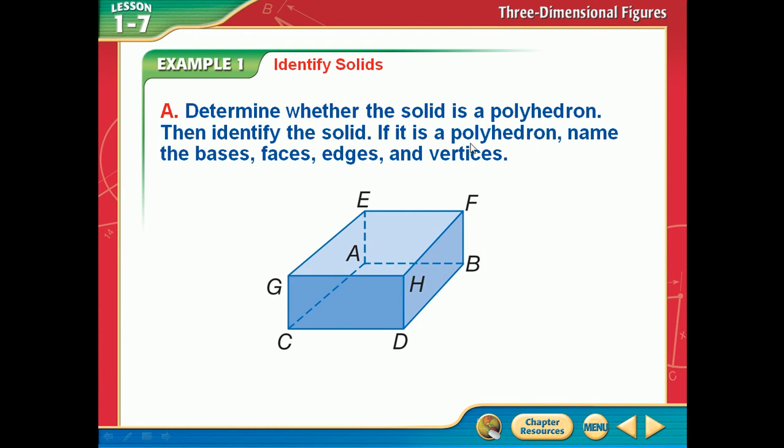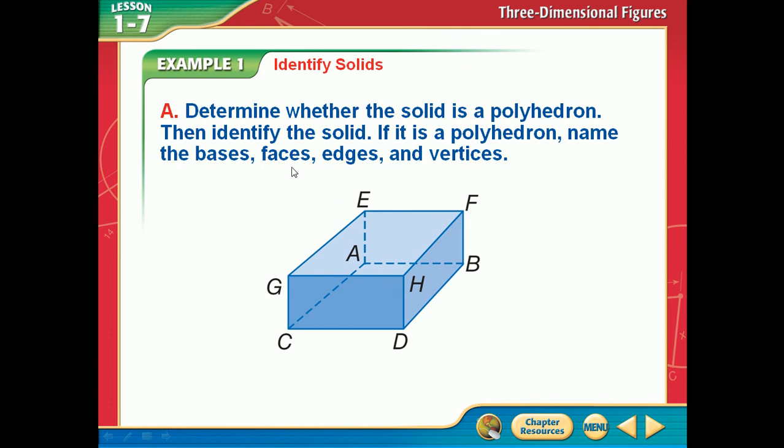Okay. If it's a polyhedron, name the bases. Well, it's this bottom one right here. How would I name a rectangle? Yeah, let's go this way. A, C, D, B. You could name it all kinds of different ways, okay? But that would be one. Plus there's another base. What's the other base? G, E, F, H.